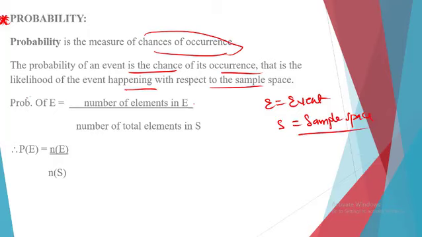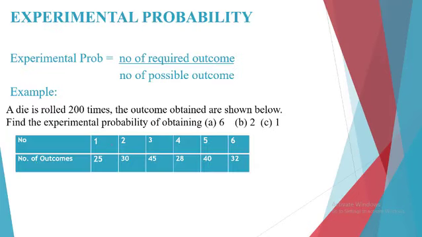So the general formula for probability is P of E equals N of E all over N of S, where E here is the event and S here is the sample space. So this is the general formula we use in solving probability. Okay, so we have what we call experimental probability. Experimental probability is given as the number of required outcomes all over the number of possible outcomes. What do we mean by that?